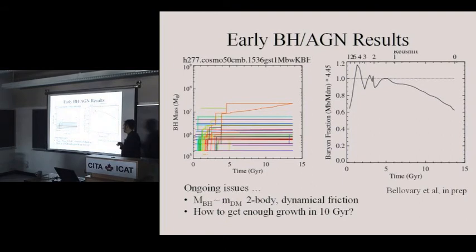And the other one is how to get enough growth in 10 gigayears to go from a reasonable seed to the largest observed black holes in the M-sigma relation today, because typically we can't really resolve those nuclear regions where the feeding is going on. So a lot of groups have a fudge factor where they arbitrarily increase the accretion rate to get the growth rates up to a reasonable number.